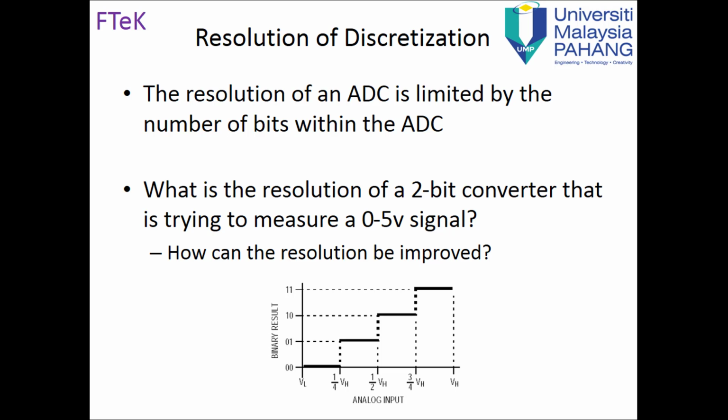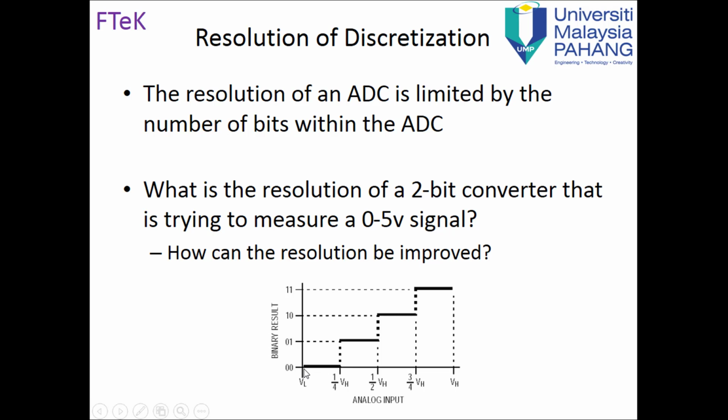The resolution of an ADC is limited and corresponds to the number of bits within the ADC. So if we have a 2-bit converter and the signal is between 0 and 5 volt, what will be the resolution here? The resolution is 1/4 of the maximum.